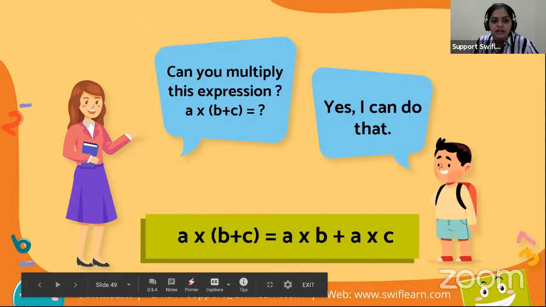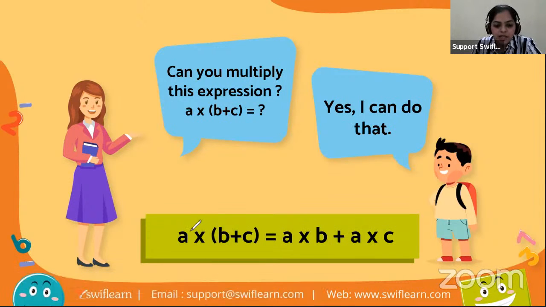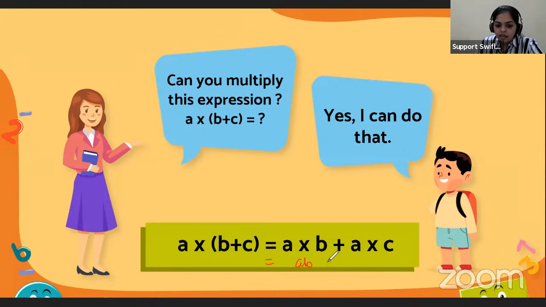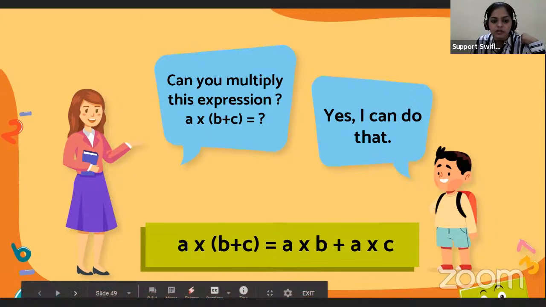So what will we get? Actually, we get like this. We multiply A with B, then plus A into C, and what will we get in simplified form? We get AB plus AC. So the answer for A into B plus C will be AB plus AC, like this. So we have said that any operation out of the four operations will be applied on the variables. Got it? All right.